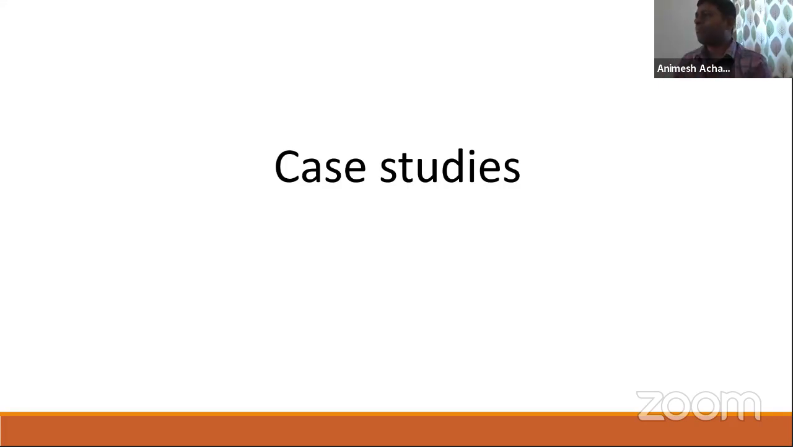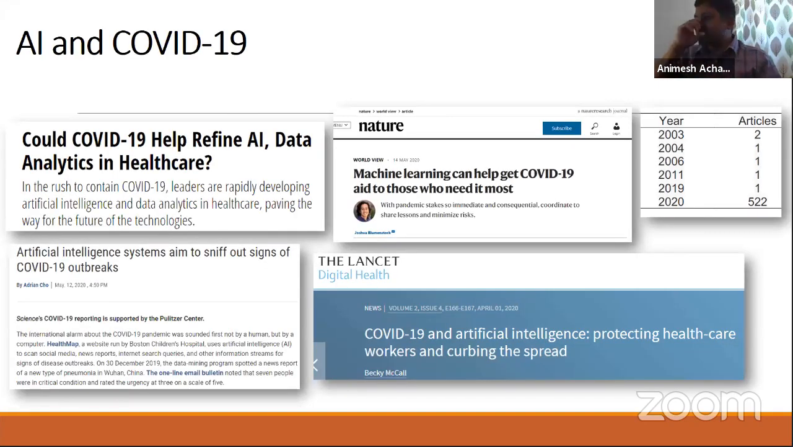Now, all the papers, as I said, for example, the first one is a Nature paper: Could COVID-19 help refine AI, data analytics in healthcare? All of these are last 3 months old papers, or maybe even last week. There are papers from the 30th of July, I'll show you. Every day they're publishing new papers. And you can see the data on the right-hand side, a small table: 2003, 2 papers on COVID.